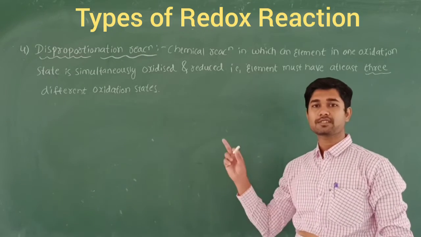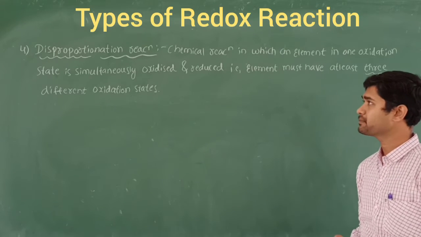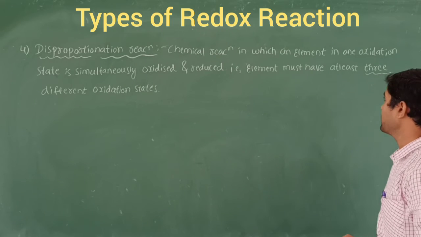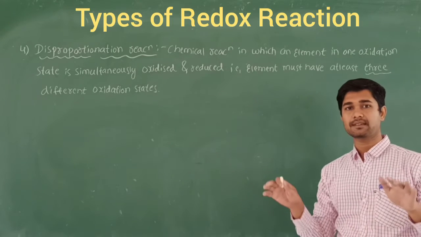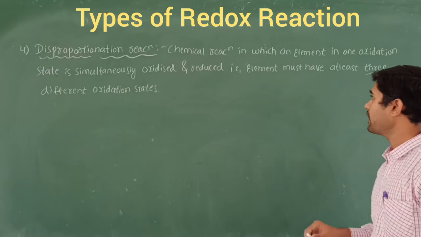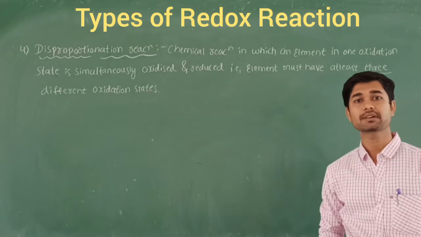Let's discuss the last type of redox reaction, that is called the disproportionation reaction. It is a chemical reaction in which an element in one oxidation state is simultaneously oxidized and reduced. That is nothing but simultaneous oxidation and reduction taking place, which is the redox reaction. The element must have at least 3 different oxidation states.